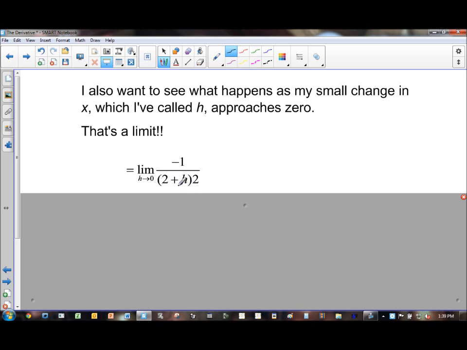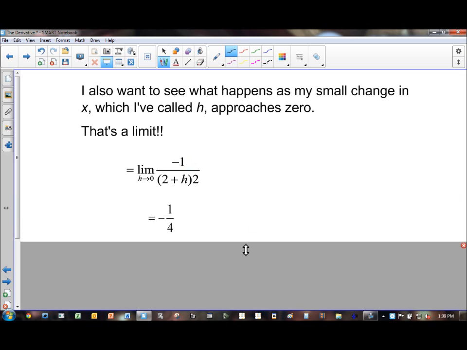And now I'm in a position to plug 0 in for h without getting 0 over 0. And if I do that, I get negative 1 over 4. Okay? Which is what I thought I was going to get when I kept looking at the examples and getting closer and closer. Remember, we kept getting things that were closer and closer to negative 0.250. Well, that's what that is. So it was a good guess to say that the slope of the tangent line at x equals 2 would be negative 1 over 4. All right?